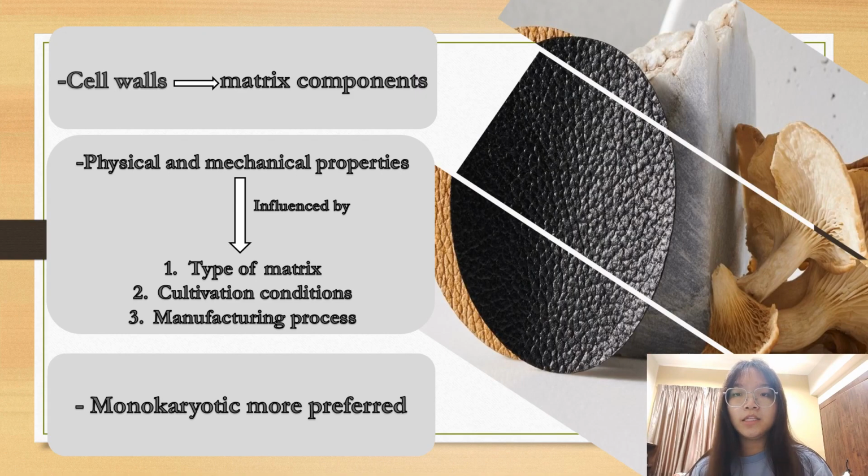Furthermore, the mycelial network of mushrooms is the vegetative body, and its cell walls are composed of matrix components, which greatly influence external ecology factors. Additionally, the physical and mechanical properties of the mycelium are influenced by the type of matrix, cultivation conditions, and manufacturing processes. However, cultivating suitable strains and conditions can be complex, and typically monocaryotic strains are preferred. Hybridization and mutation can also enhance the strength, flexibility, and durability of mycelium-based leather.